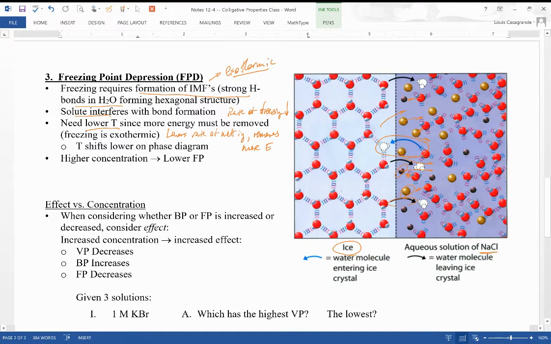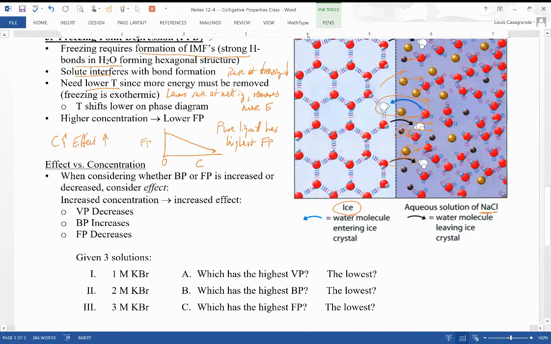In this case, again, as the concentration goes up, the effect goes up, but you've got to be careful. What is the effect? Here's our concentration, and the freezing point is going down. One of the questions that a lot of people miss on this is that here the concentration is 0. That's the pure liquid. So a pure liquid has the highest freezing point. Those are some of the questions that we're going to ask you. On the worksheet, you'll see some questions that are going to have that effect.